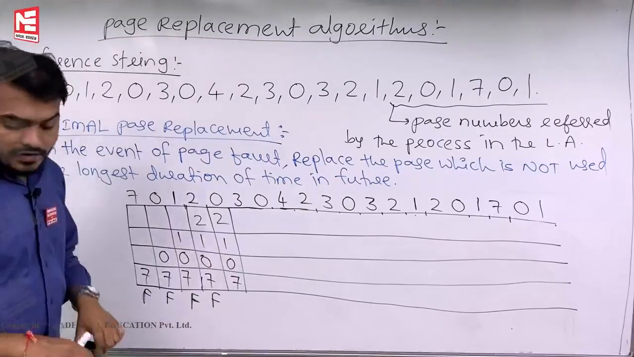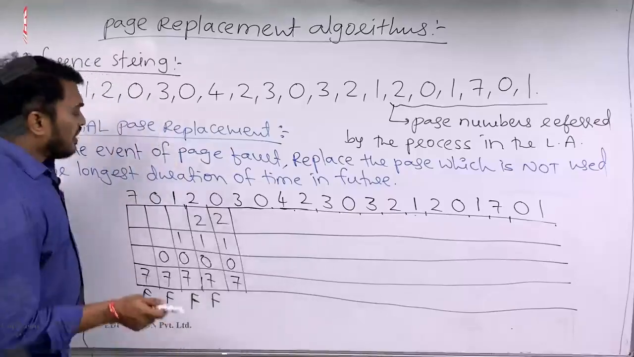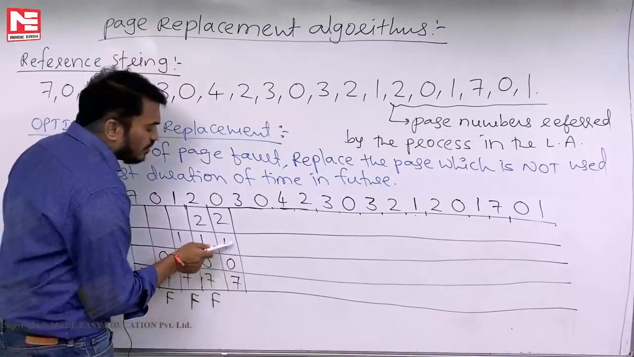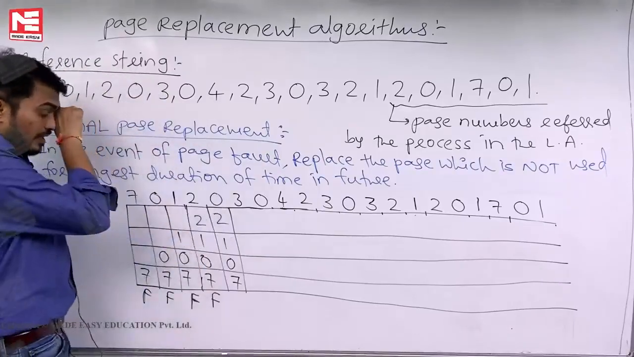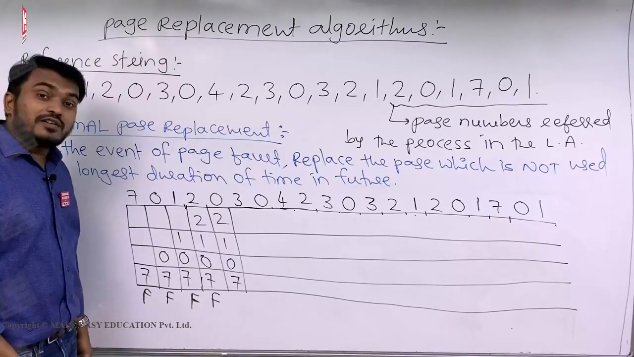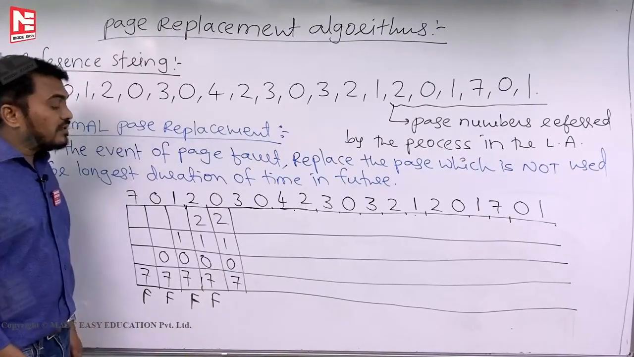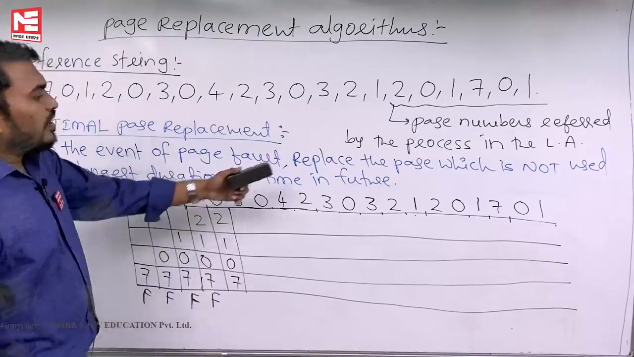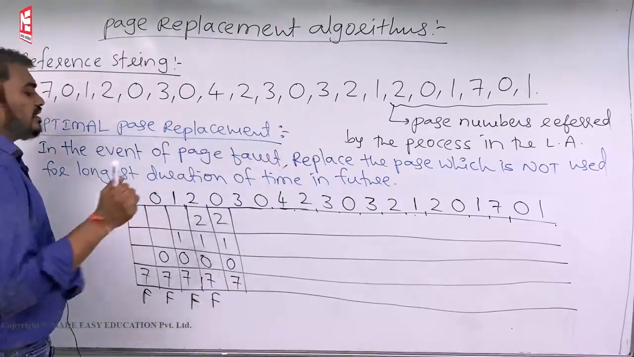Now 3 is not available. Okay, please listen carefully. What is available in the memory now? 7, 0, 1, 2 is available. 3 is not available. Now tell me, which one are we going to replace? Okay, the one which is not used for the longest duration of time in the future. Okay, look here.